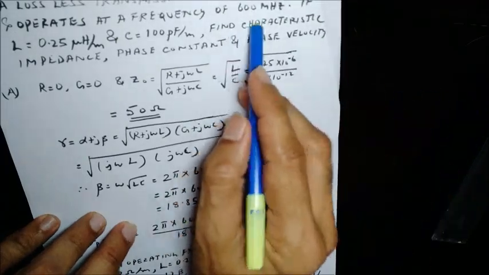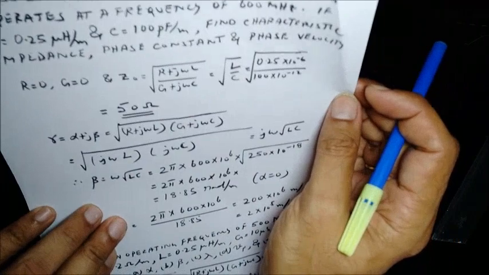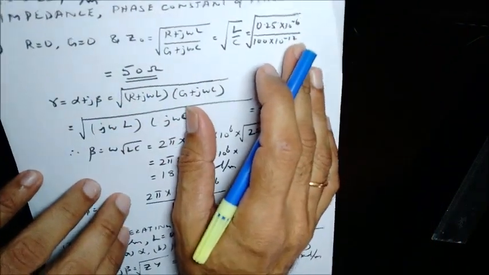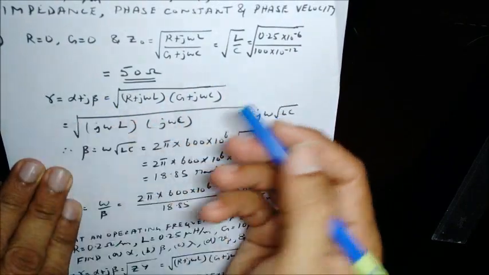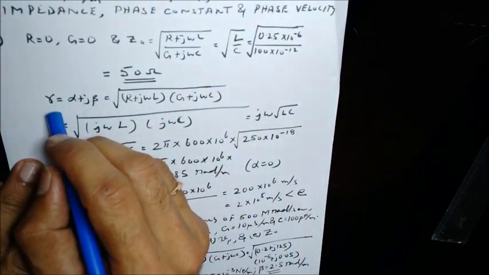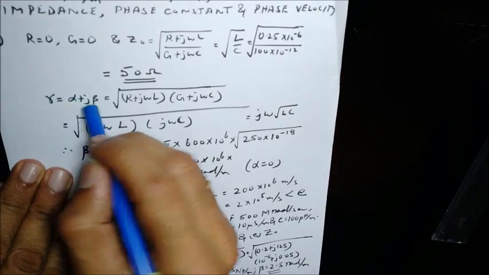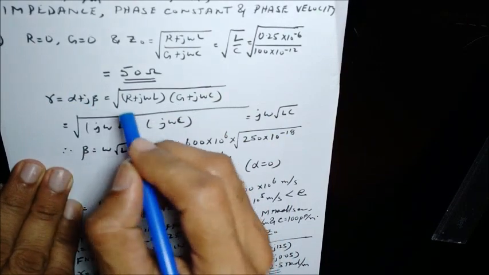Next, we have to find out the phase constant and the phase velocity. So we find out what is gamma. You can refer to the previous videos to know what is gamma; it was arrived at in the previous videos. So gamma is alpha plus j beta. Alpha is the attenuation constant and beta is the phase constant.